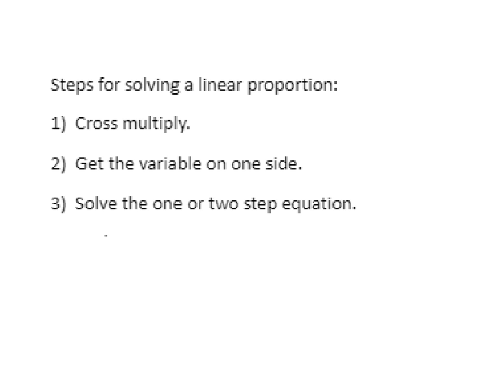So we're going to have all these set up as a proportion, which means that you have two fractions set equal to each other. So our steps are to first cross multiply. Then secondly, we're going to get the variable on one side, so it looks like a regular equation, and then we're just going to solve either the one or two step equation.